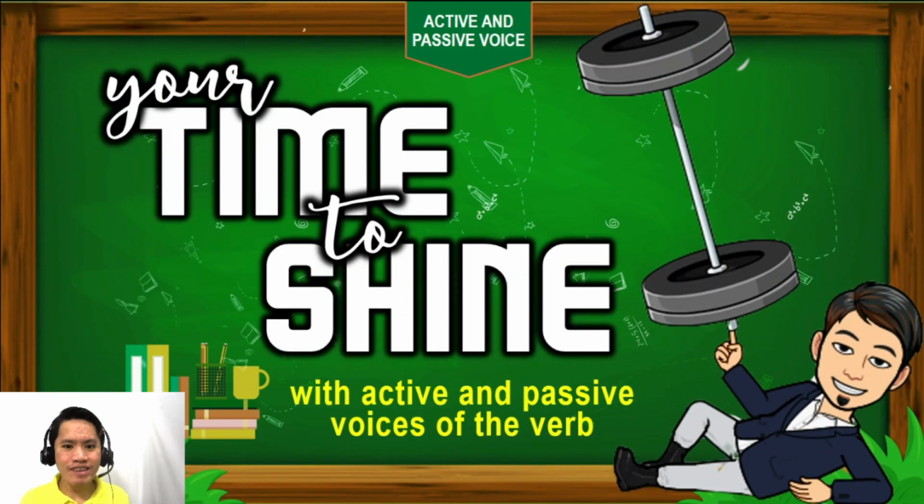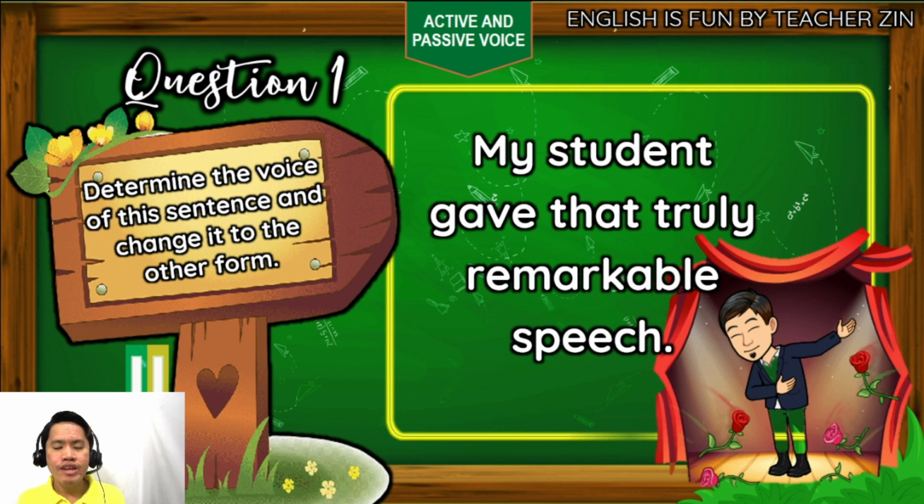Alright, now this time it's your time to shine. I'll be giving you more examples and more activities for you to answer. Alright, give it a try. Let's have the first question. Now the instruction is that you need to determine first the voice of the sentence, like if the original sentence is in the active voice or in the passive voice. And then once you are done, you need to change it from the active voice to the passive voice, or from the passive voice to the active voice. Okay? Let's have the first example, or the first question.